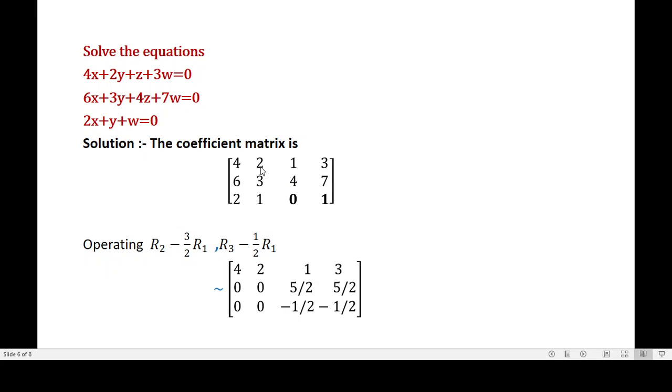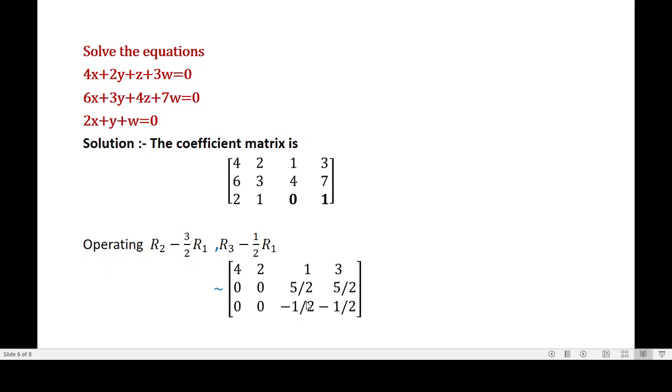Consider the next element. 2 into half is equal to 1. 1 minus 1 is equal to 0. Then we have 1 into half is equal to half. 0 minus half is minus half. 3 into half is 3 by 2. 1 minus 3 by 2 is minus half. So this matrix is reduced to upper triangular matrix.